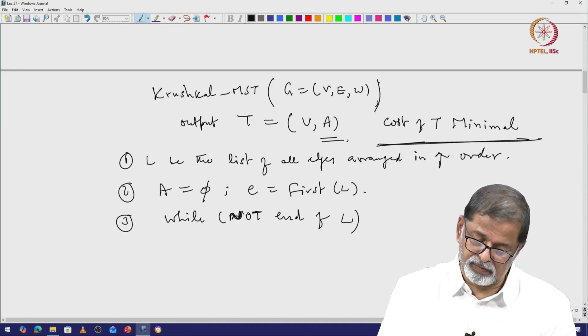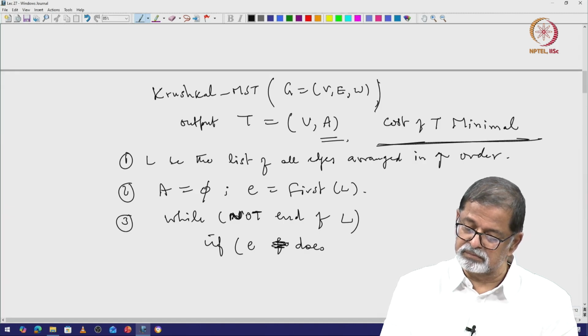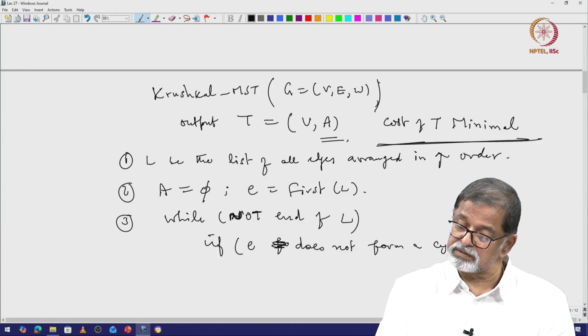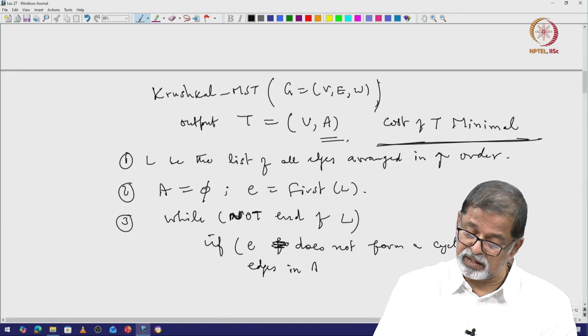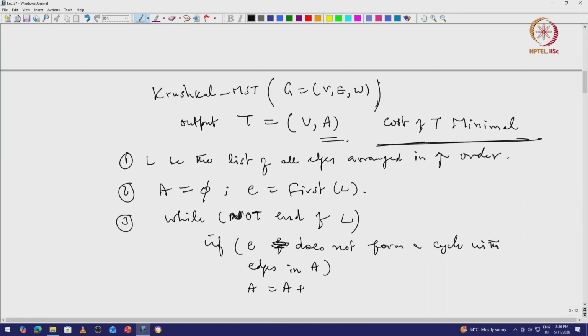if E does not form a cycle with edges in A, then A equal to A plus E. Afterwards, go to the next edge. If E forms a cycle, ignore it, go to the next edge. So, if this is the case, do this operation and go to the next edge, otherwise ignore this and go to the next edge, else you do nothing.